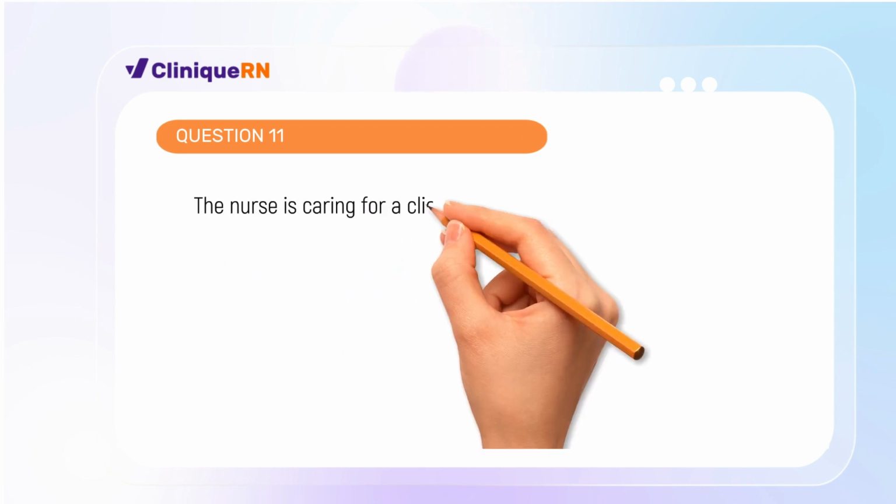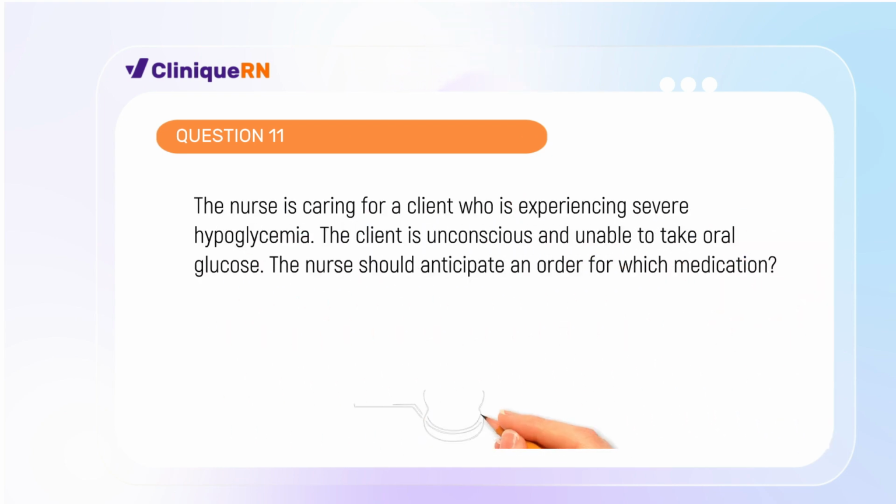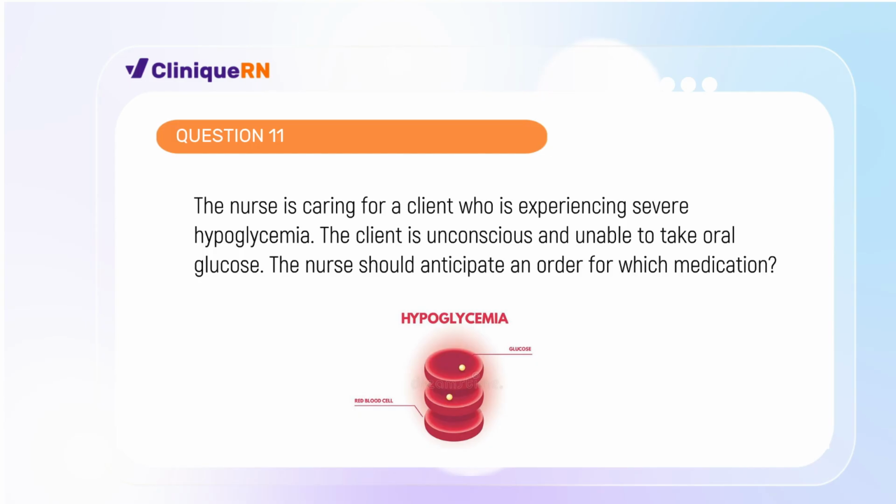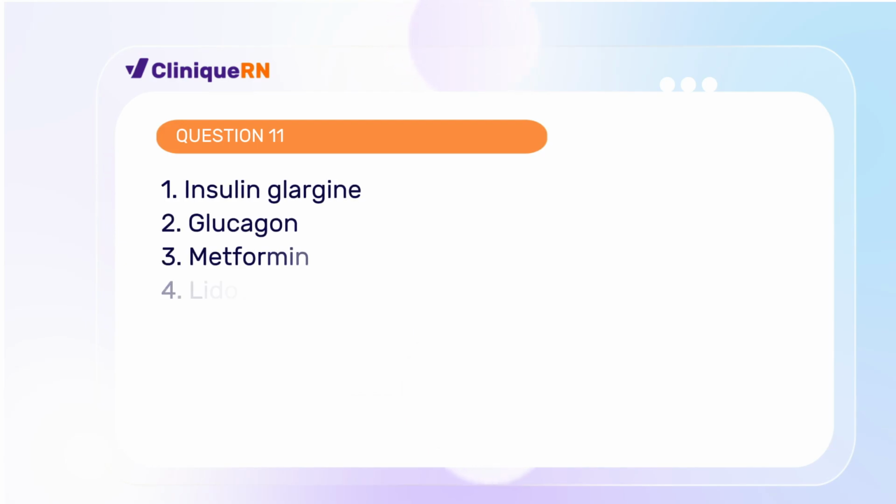Question 11. The nurse is caring for a client who is experiencing severe hypoglycemia. The client is unconscious and unable to take oral glucose. The nurse should anticipate an order for which medication? 1. Insulin glargine, 2. Glucagon, 3. Metformin, 4. Lidocaine.